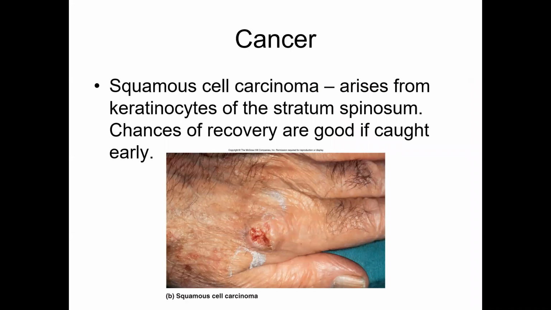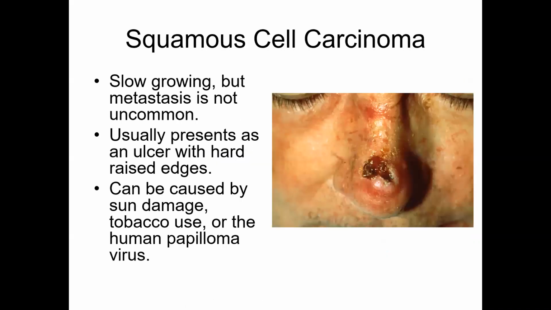This is a squamous cell carcinoma from the stratum spinosum. Here, again, your chances of recovery are really pretty good. Squamous cell carcinomas usually present as an ulceration with hard raised edges. Metastasis here is not uncommon, but it is pretty slowly growing. The squamous cell carcinoma is a little different because not only does your exposure to ultraviolet light cause this, but also tobacco use and HPV.